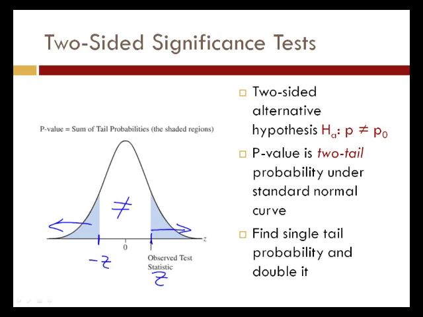In other words, this doubles our p-value. So we can find this area and multiply it by 2, because it's perfectly symmetrical. So whenever you have not equal to, it's doubling your p-value. So it's even harder to prove not equal to, because you have bigger p-values, than it is to prove that it's strictly greater than or less than.